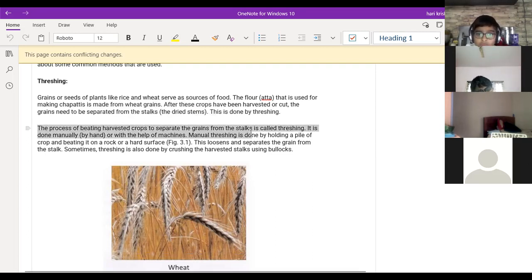Can you see the definition here? Yes, sir. The process of beating the harvested crops to separate the grains from the stalks is called threshing, sir. Threshing.